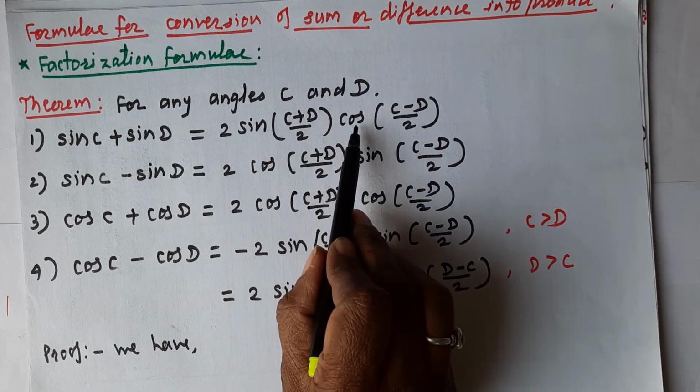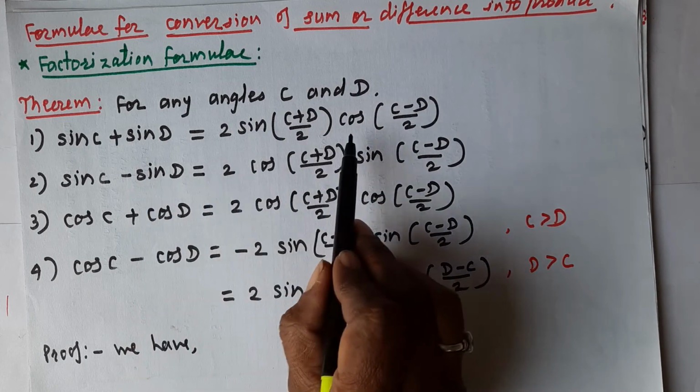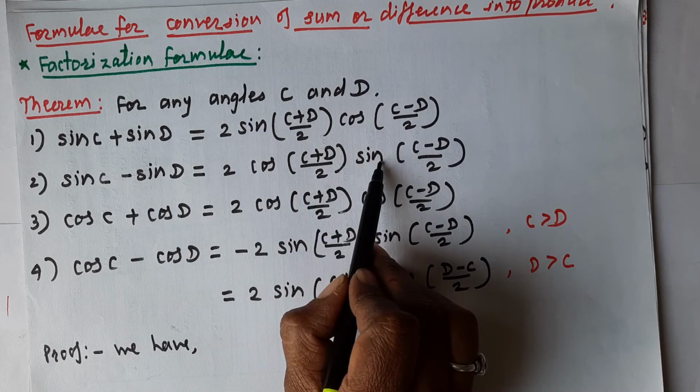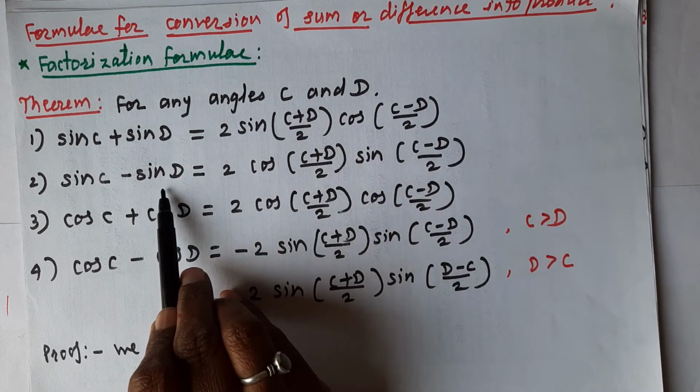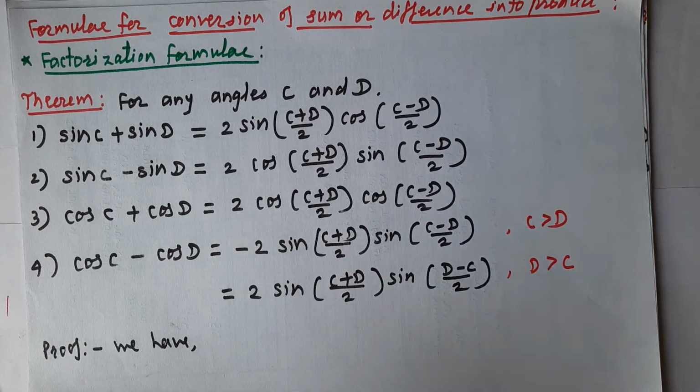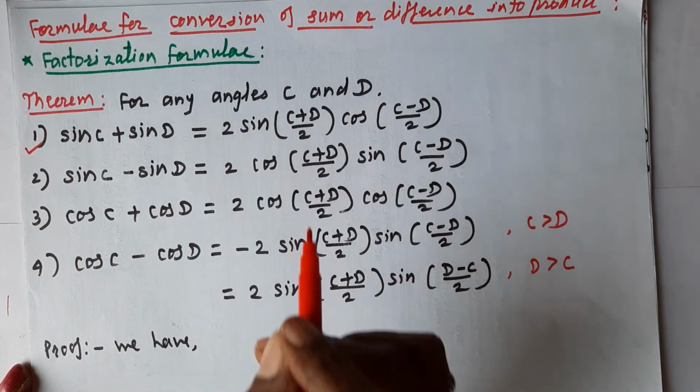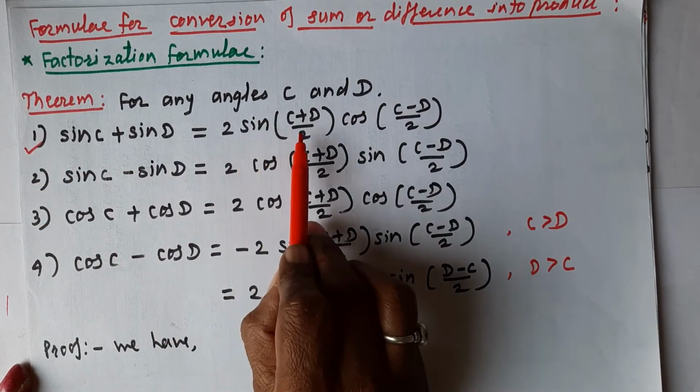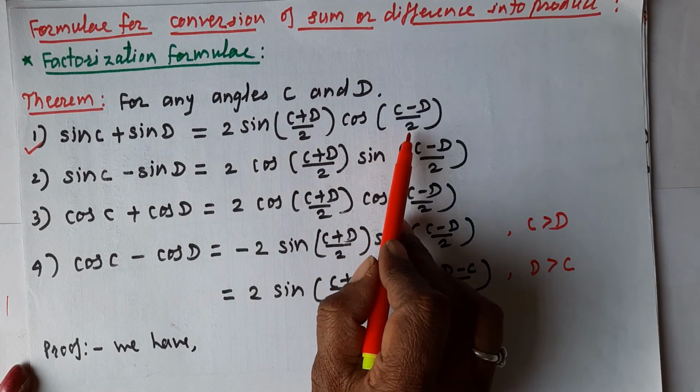First term is sin, second is cos. If there is a minus sign, take cos here, then sin here. You will get the formula for minus. You only remember the formula for sin C plus sin D, that is 2 times sin of C plus D by 2 times cos of C minus D by 2.